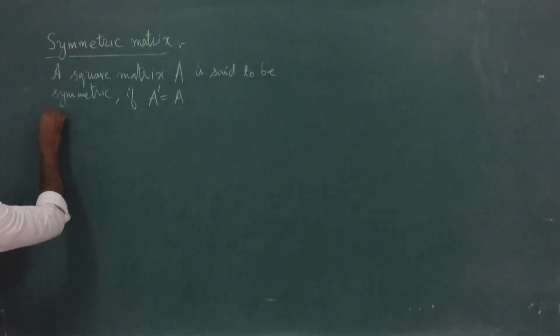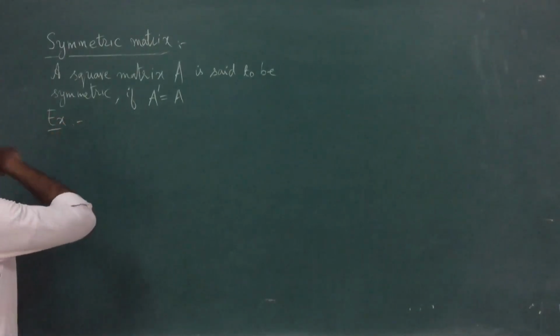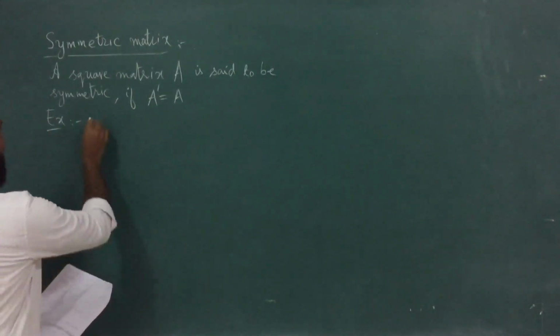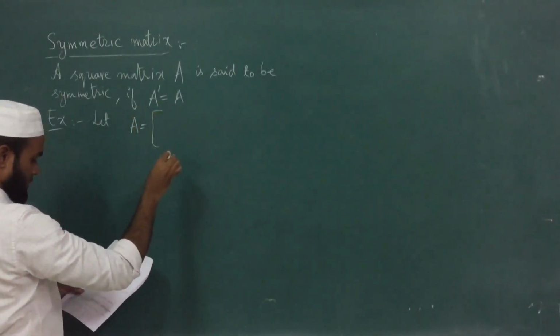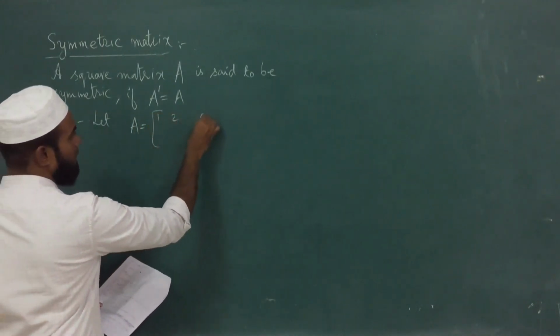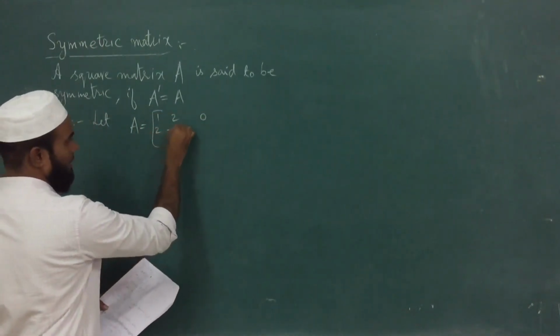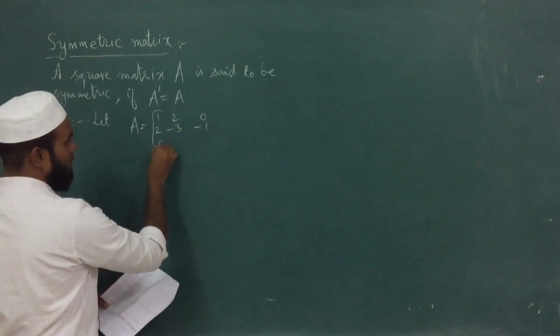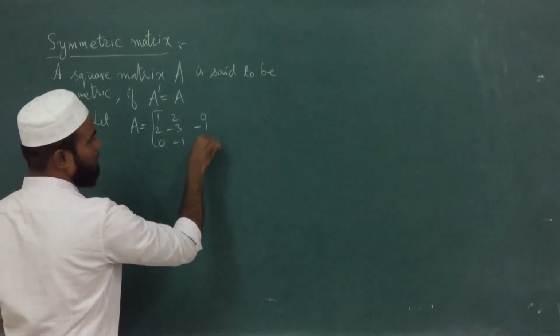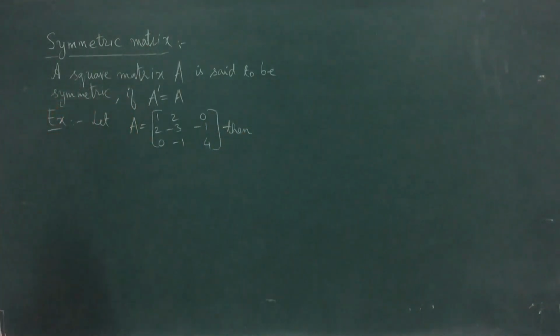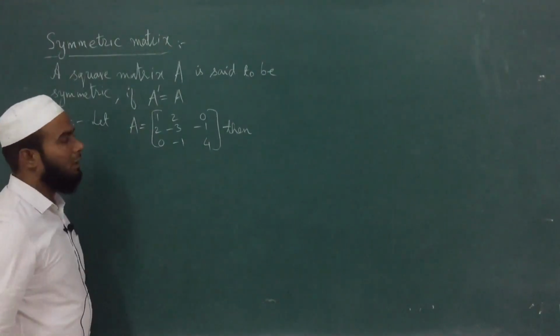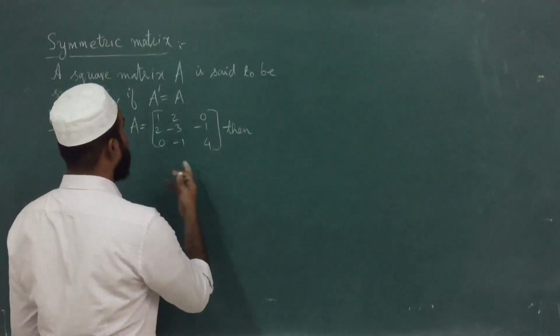We will consider one example. Let A equal to a matrix: 1, 2, 0, 2, minus 3, minus 1, 0, minus 1, and 4. Then let us verify whether it is symmetric or not.